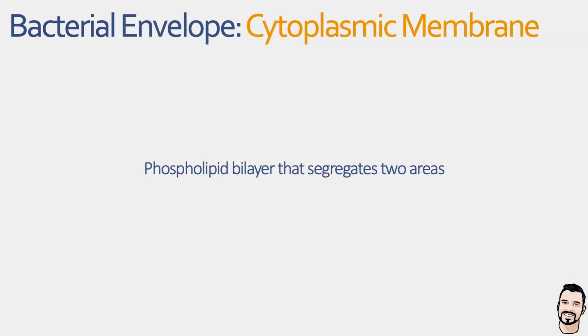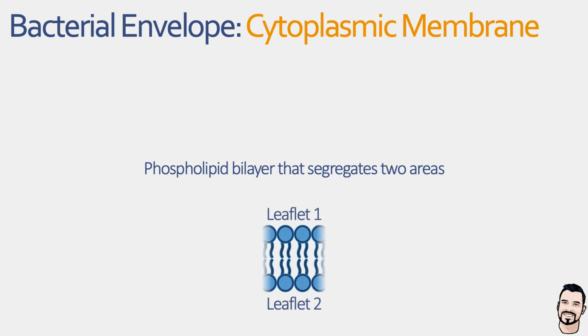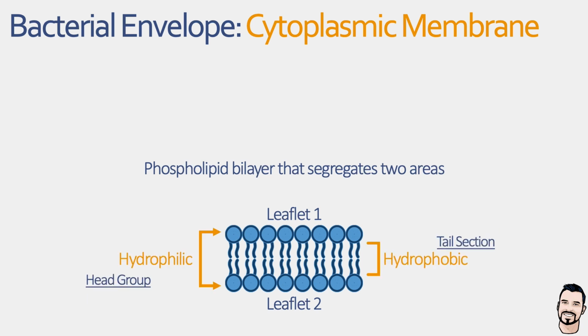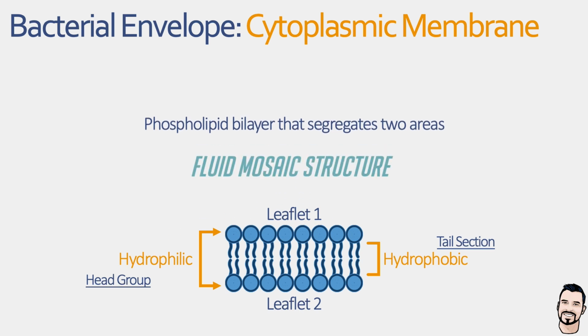The cytoplasmic membrane of bacterial cells has the same basic phospholipid bilayer that we see in all cells. It has two layers or leaflets of phospholipid molecules. Each phospholipid has a hydrophilic head group that faces the aqueous environment and a hydrophobic fatty acid tail which faces away from the aqueous environment. Together they form the membrane, which is about 7 to 8 nanometers across and is commonly described as having a fluid mosaic structure.